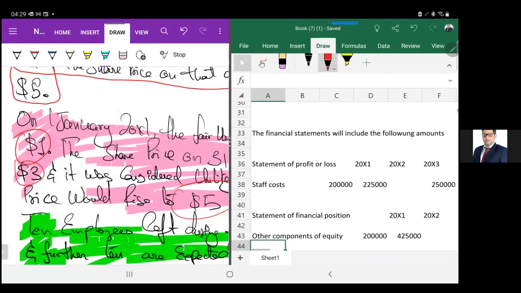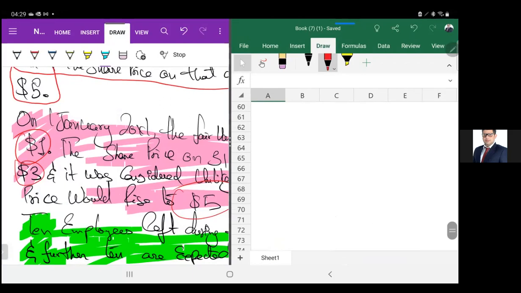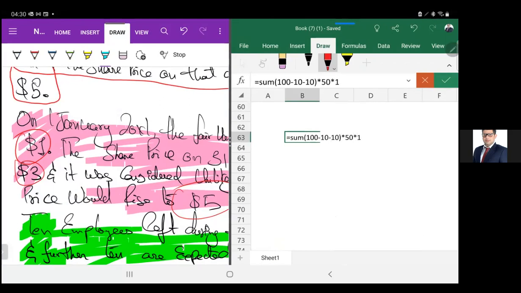Again, I'm not turning on the split screen. We have to do this for only 1 year now. So what we will do simply is: how many employees did we have? 100. In the first year 10 left, and then 10 are expected to leave. How many options did we have? 50. What was the fair value? 1. We have to compute it for 1 year out of 2 years.